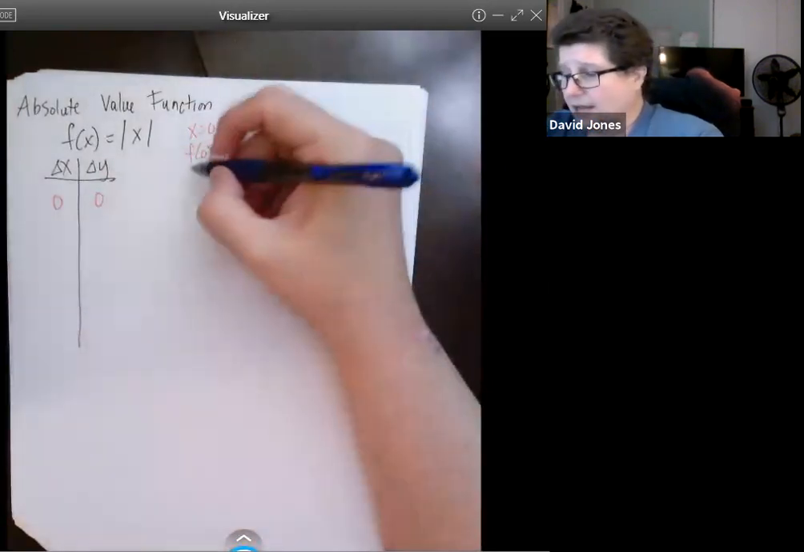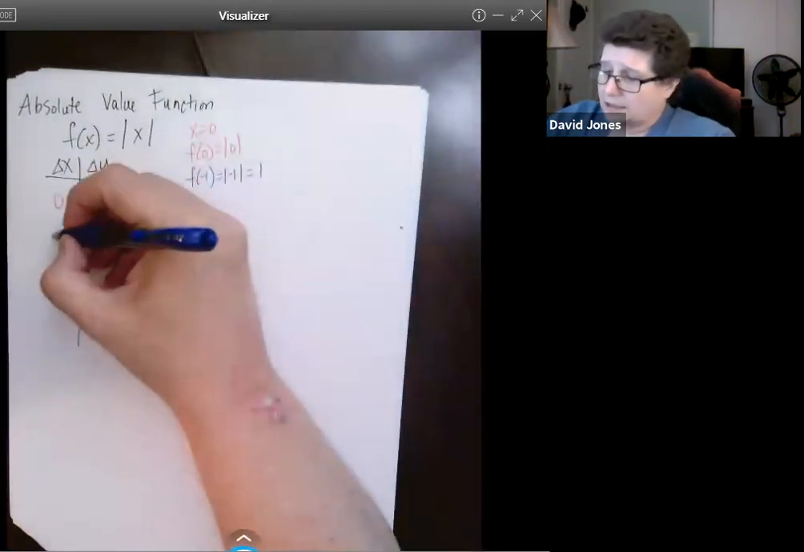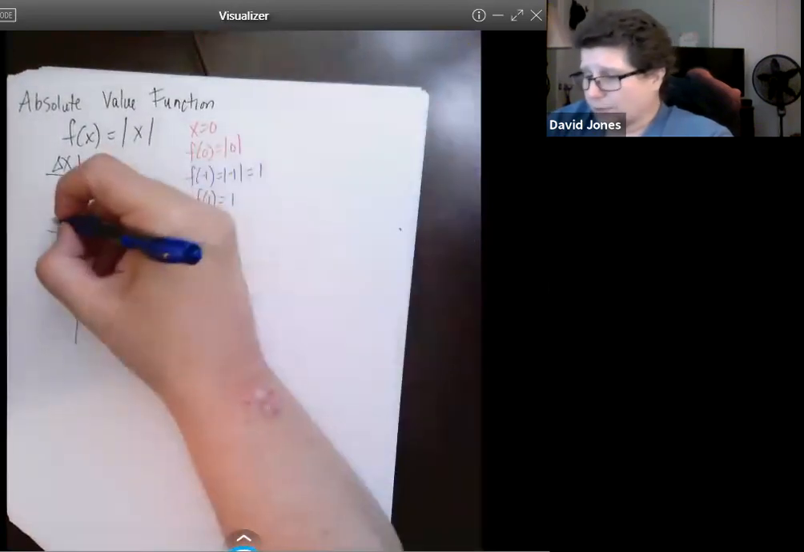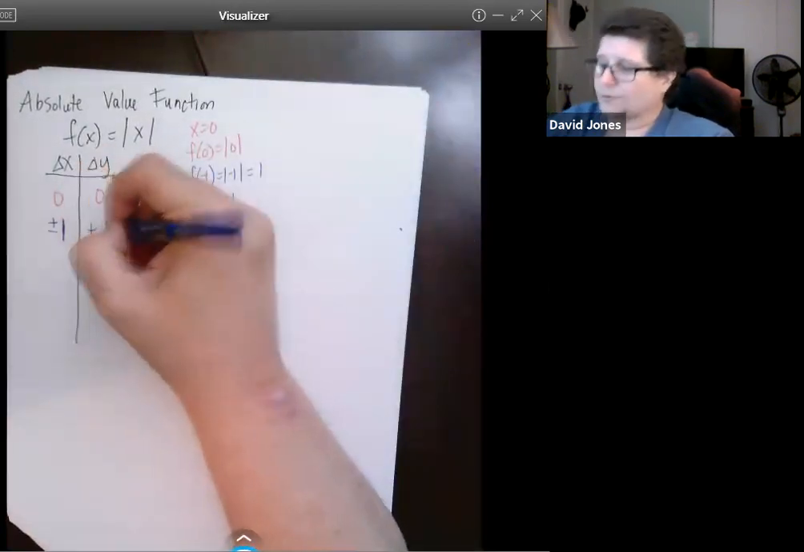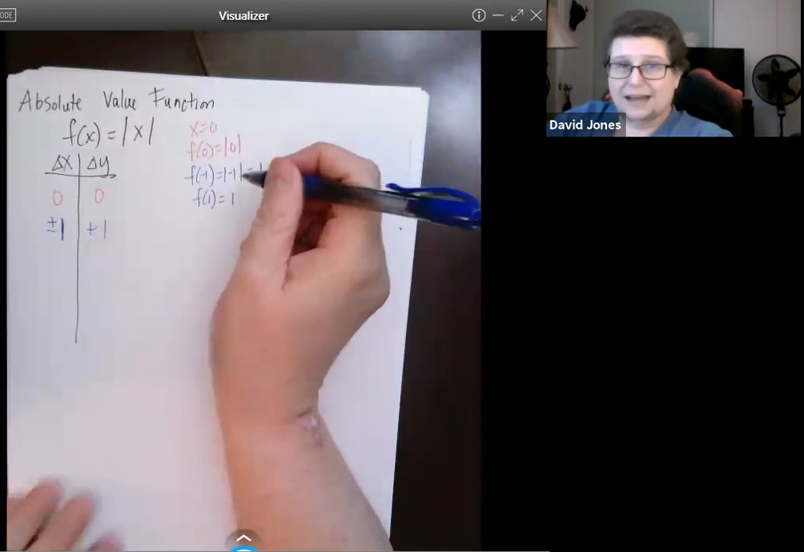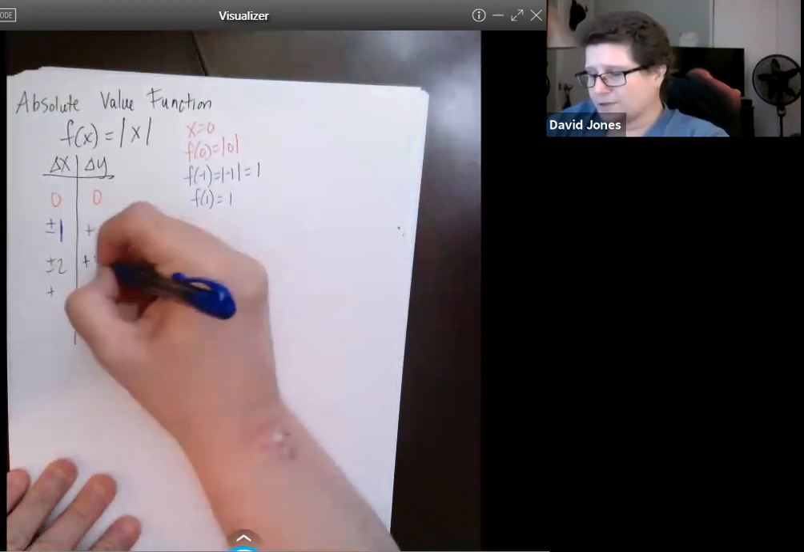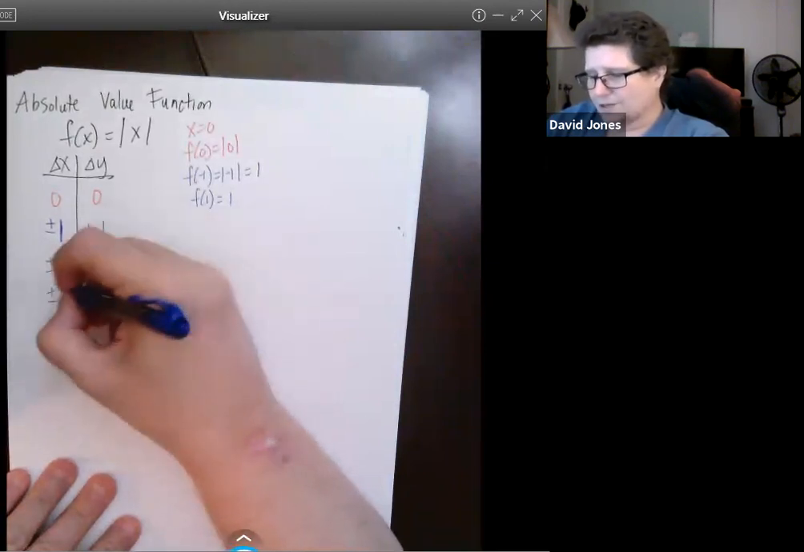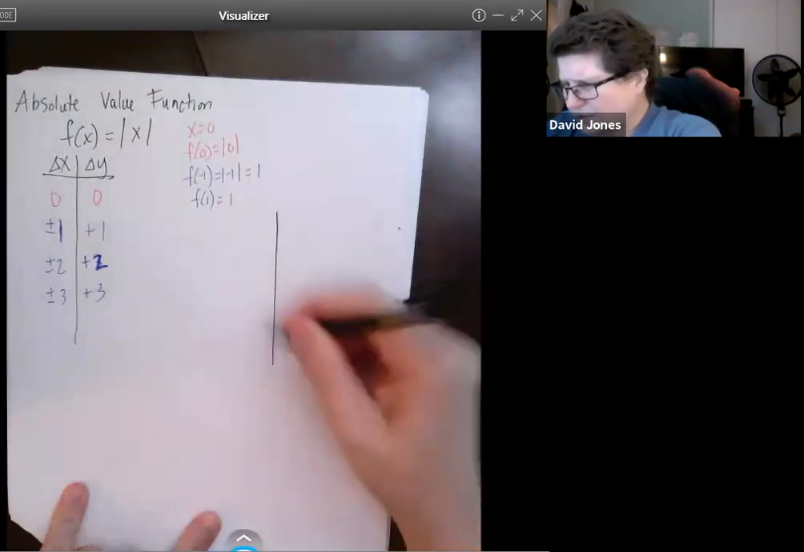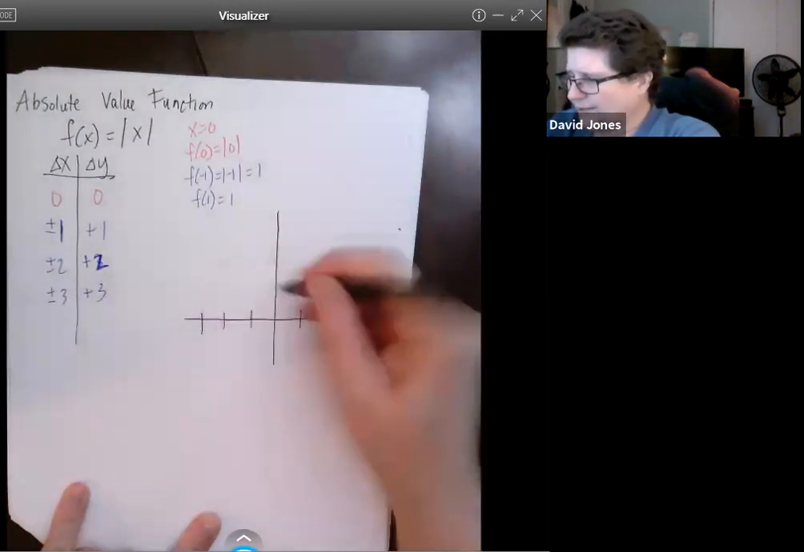If I plug in f of -1, the absolute value of -1 is +1. And that's the same thing as if I plug in +1, I get 1. So plus or minus 1 leads to +1. All the absolute value does is make whatever the x value is positive. So plus or minus 2 will be +2. Plus or minus 3 will be +3. The y values, we don't have any negative y values, do we? We have negative x values, but no negative y values.